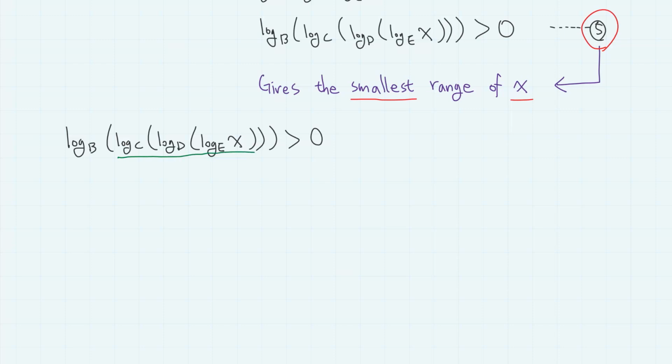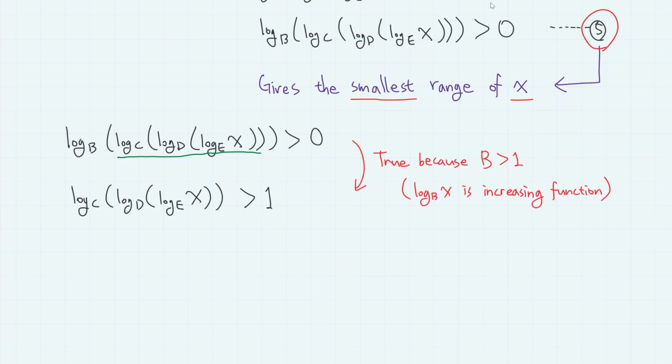Therefore, this part, log base c of log base d of log base e of x, is greater than 1. Here, notice that this process is true only because it is given in the problem that b is greater than 1, making log base b of x an increasing function. Likewise, since c is also greater than 1, we can say that this part, log base d of log base e of x, is greater than c.